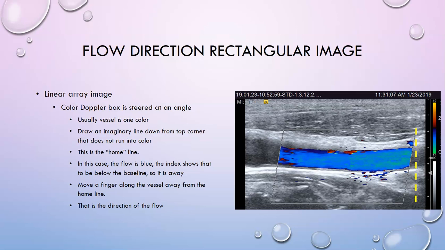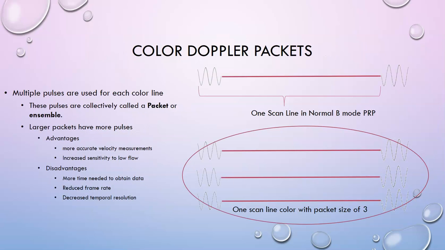Now we're going to get into color Doppler and how it's made. With color Doppler, we utilize something called a packet in order to create the color Doppler information. And all a packet is, is extra pulses that are sent out along the scan line. So if you have more packets, or we also call it an ensemble, more packets give you more accurate velocity measurements, again, in color. Fewer packets give you less accurate velocity information, but more packets give you increased sensitivity to low flow. And the disadvantage to larger packets is you get a significant decrease in your temporal resolution.